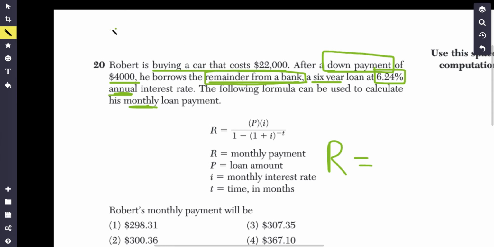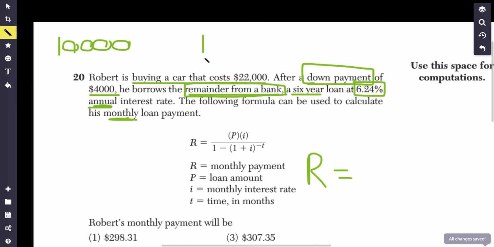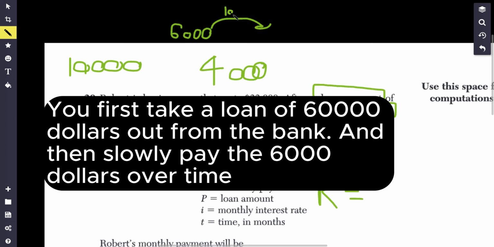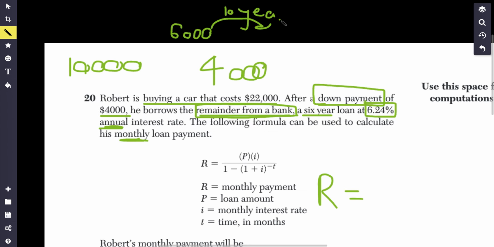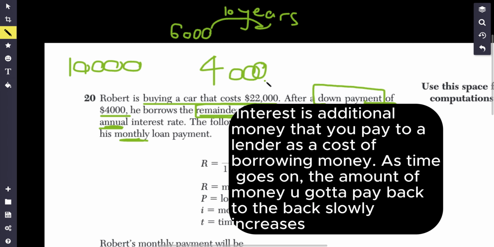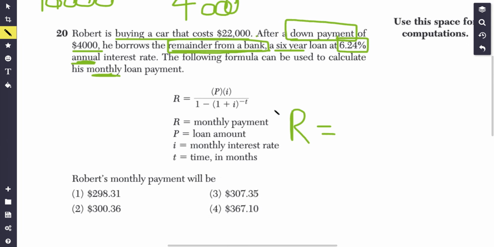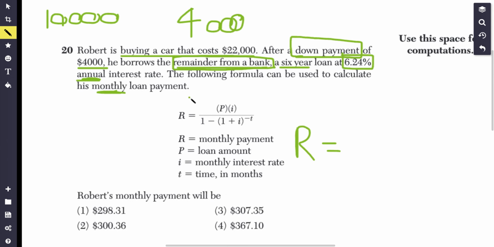So if you have a house that costs $10,000, you can first pay $4,000, so you still have $6,000 to pay. And then for the $6,000, you can pay it back in, let's say, 10 years. After 10 years, you can slowly pay back this $6,000 a little at a time. So when you don't have enough money in the present, you can take out this loan and pay it back over a longer period of time.